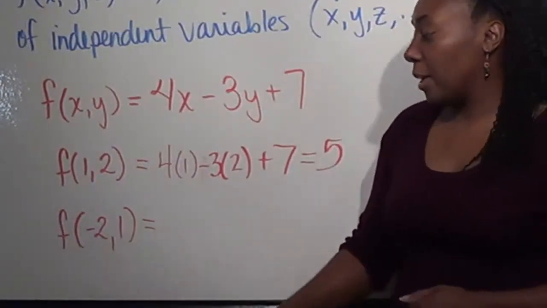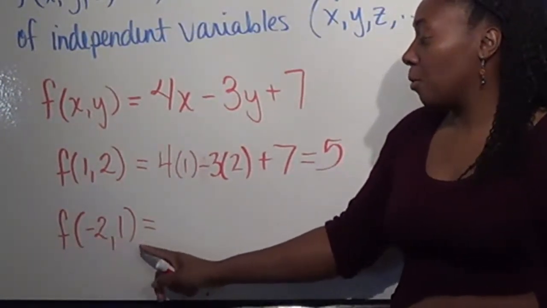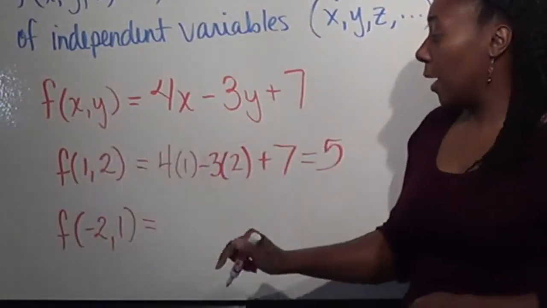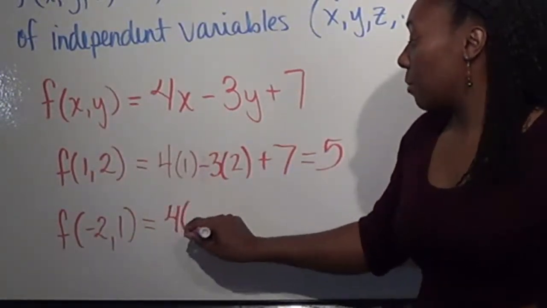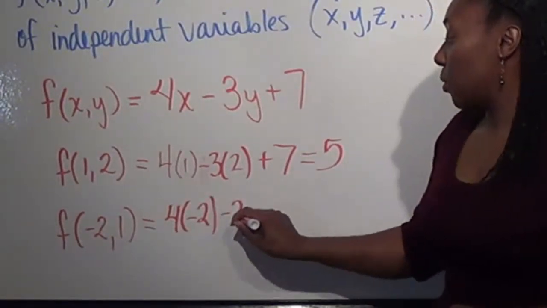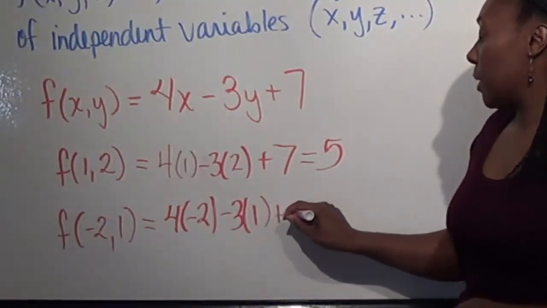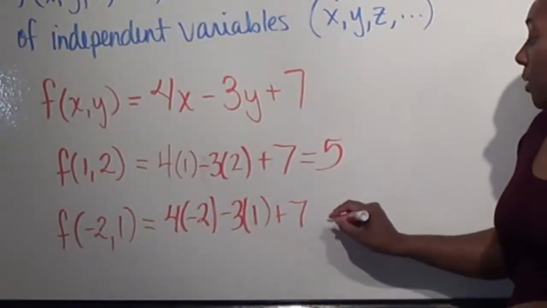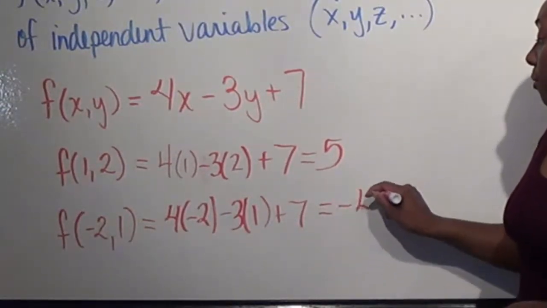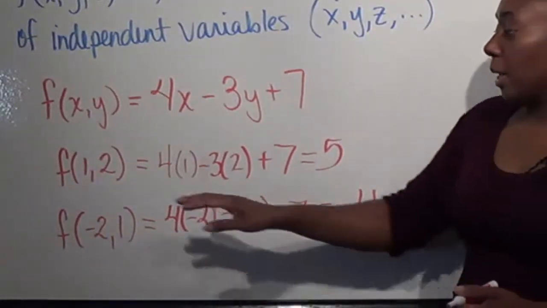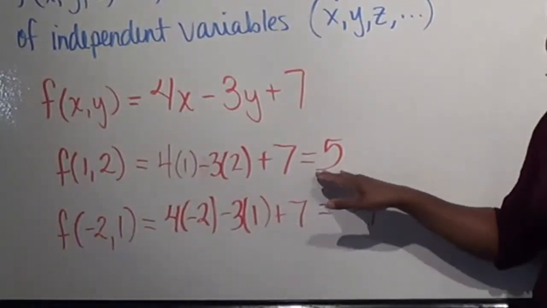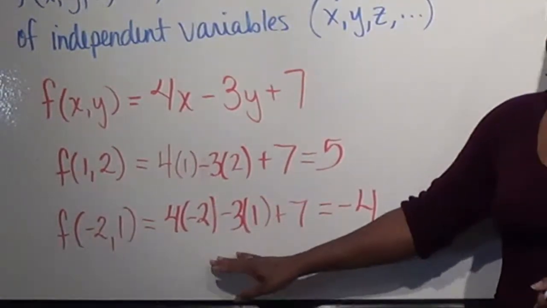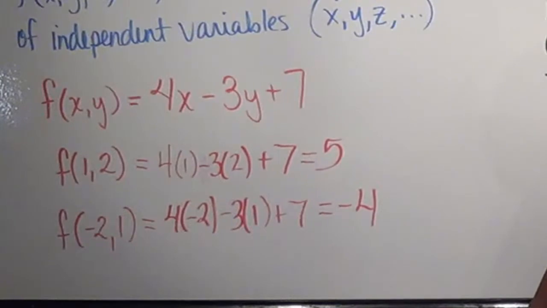Okay? And same thing down here. If I want f of negative 2, 1, that means I'm going to plug negative 2 in for x and 1 in for y. So 4 times negative 2 minus 3 times 1 plus 7. So negative 8 minus 3 plus 7 looks like negative 4. Okay? And so again, it's a real valued function because the things that come out should be real numbers, and everything I plug in should be a real number. Okay?